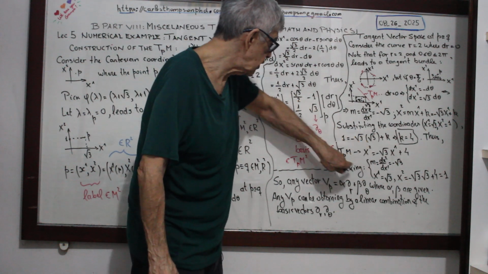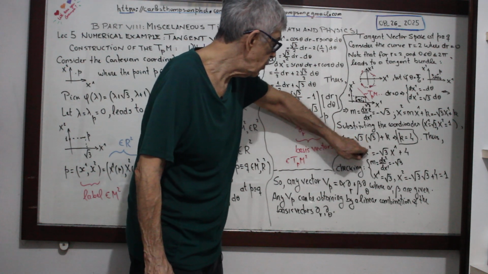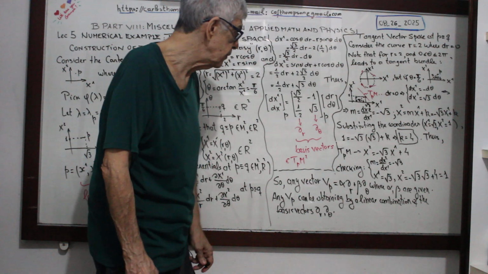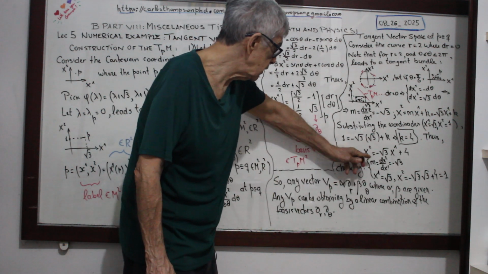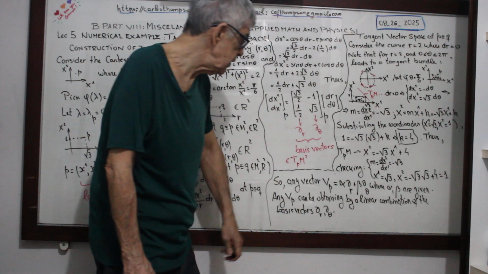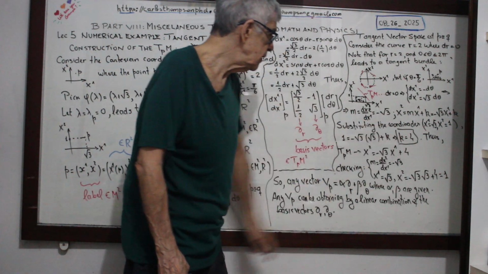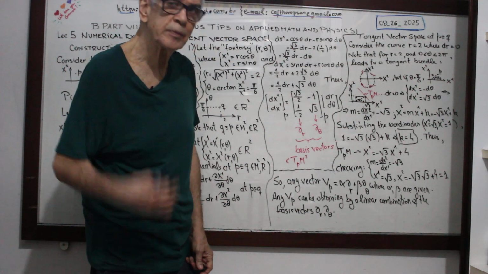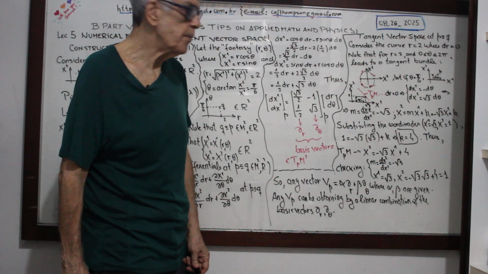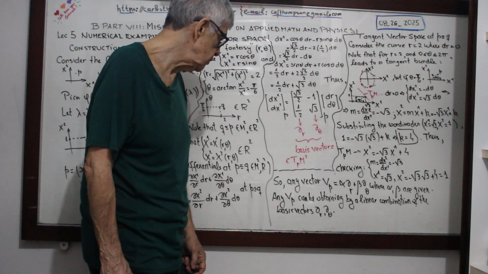Equation of this tangent vector space, which is just a straight line, where I'm checking M is equal to minus square root of 3 and K is equal to 4. I just substitute, and this assures me that I'm correct in the calculation.